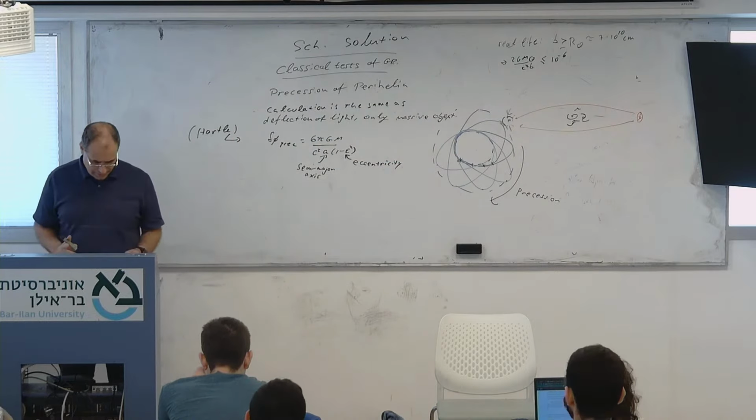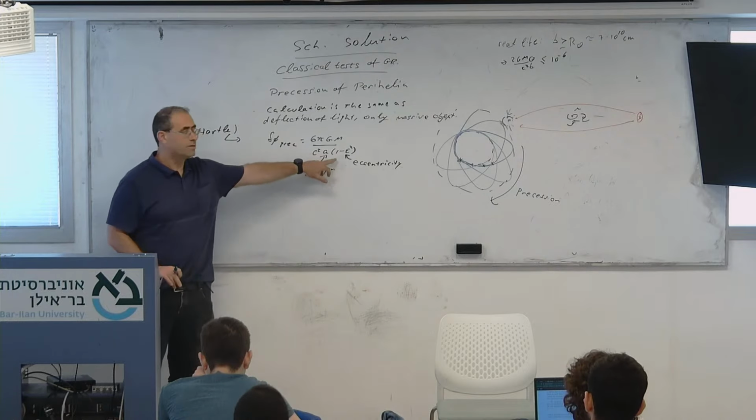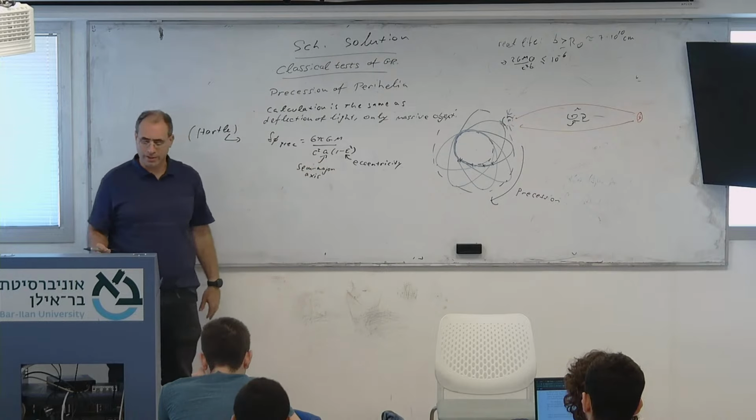So it's just maybe a note. And obviously the effect is, these are both in the denominator, so the effect is largest for small a. That's why you want to get the inner planes.